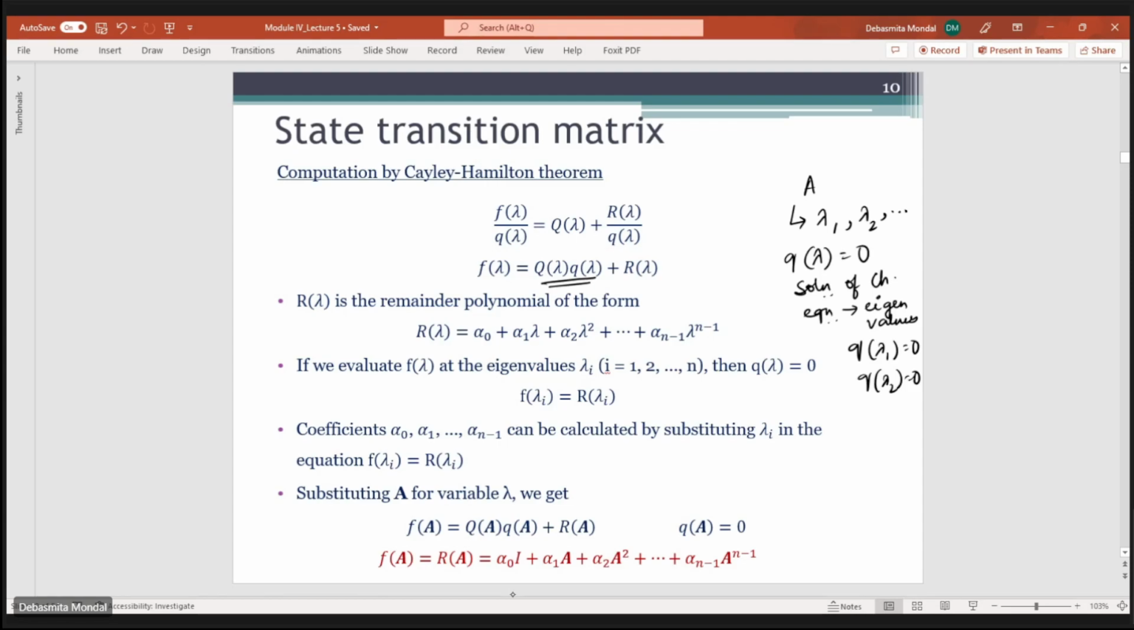So to find the values of these alpha 0, alpha 1, you find the eigenvalues, and you will have n simultaneous equations. You have to solve the n simultaneous equations and you can find these constant coefficients.